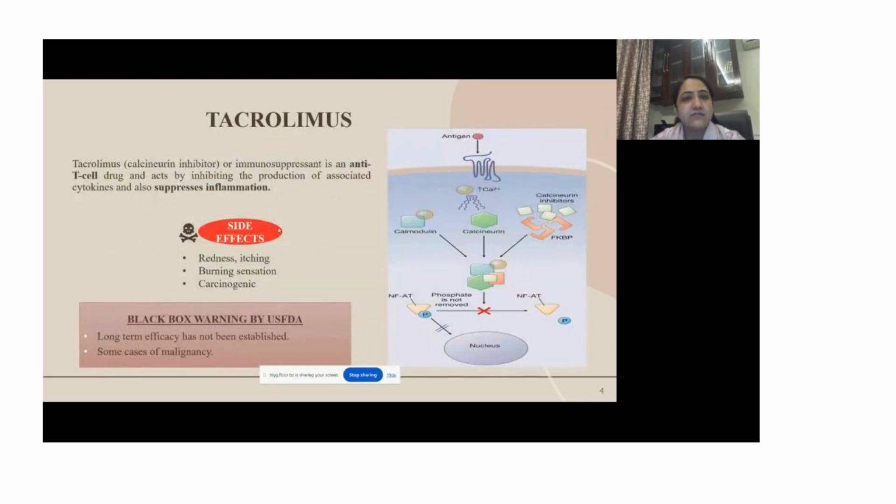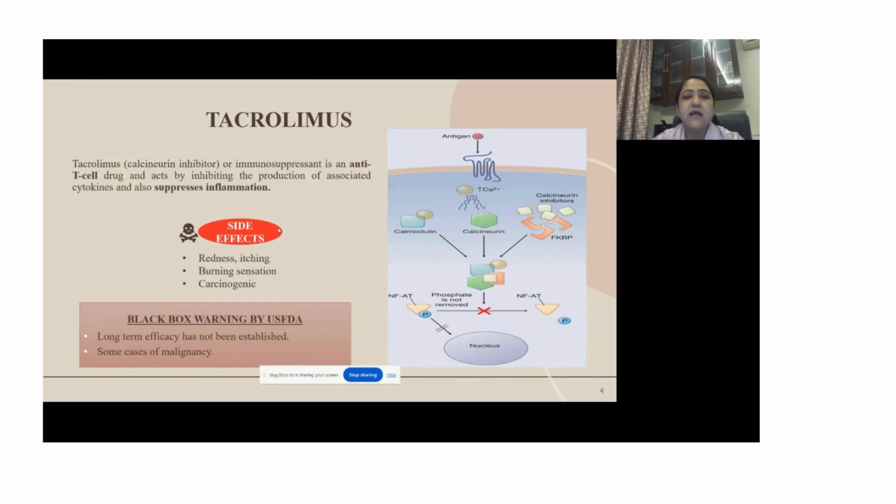Next, I have selected the drug tacrolimus. It's a second generation calcineurin inhibitor and an immunosuppressant, and it has the property to inhibit the production of cytokines, and it can even bind to the FKBP12 intracellular protein, so it can suppress the inflammation. So I have used the combination of tetrahydrocurcumin and tacrolimus as well.